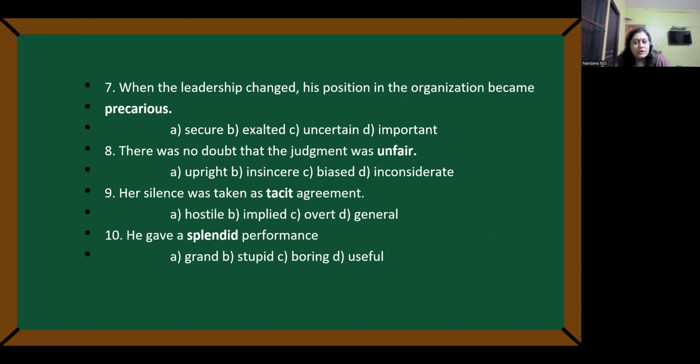There was no doubt that the judgment was unfair. Unfair means biased, which was not fair. Her silence was taken as tacit agreement. Tacit means implied. It was as if she's not talking means maybe she is in agreement. He gave a splendid performance. Splendid means grand.